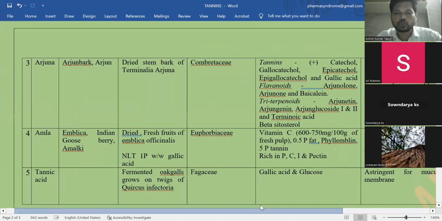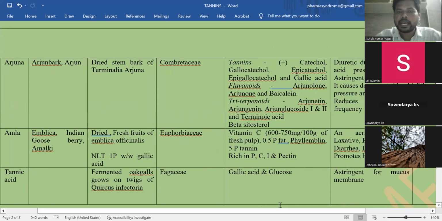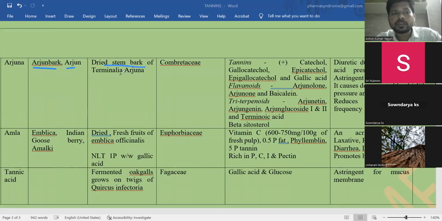Next, Arjuna bark. Arjuna bark is one of the important tannin drugs having good medicinal importance compared to the remaining drugs. Arjuna bark, or Arjun, is the dried stem bark of Terminalia arjuna. And Terminalia bellarica is which one? Bahera. The family is the same, Combretaceae. Myrobalan, Bahera, Arjuna all belong to the same family, Combretaceae.